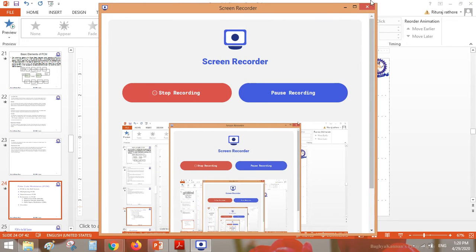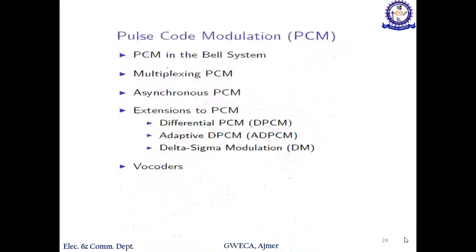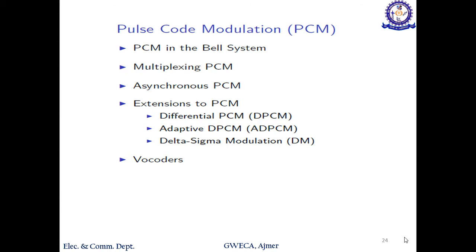Good morning, students. In our previous class, we discussed quantization techniques and the pulse code modulation technique. In today's class, we will discuss the different types of pulse code modulation technique. First of all, the pulse code modulation scheme in the Bell system, that is the T1 system.